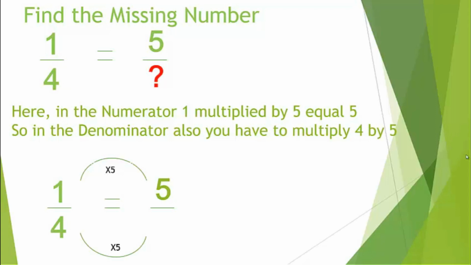We know 1 times 5 is 5. So we have to multiply with the same number in the denominator. That is 4 multiplied by 5 equals 20. Then 1 by 4 equals 5 by 20. That means 1 by 4 and 5 by 20 are equivalent fractions.